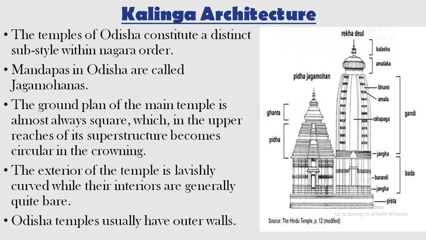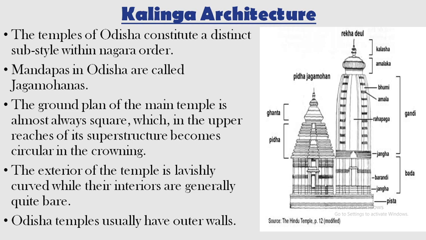So the temples of Odisha constitute a distinct substyle within the Nagara order. The mandapas in the Odisha architecture are called the Jagamohanas. Most of these ancient temples of Kalinga architecture are located in ancient Kalinga, that is modern Puri district, including Bhubaneswar or ancient Tribhuvaneshwar, Puri and Konark.